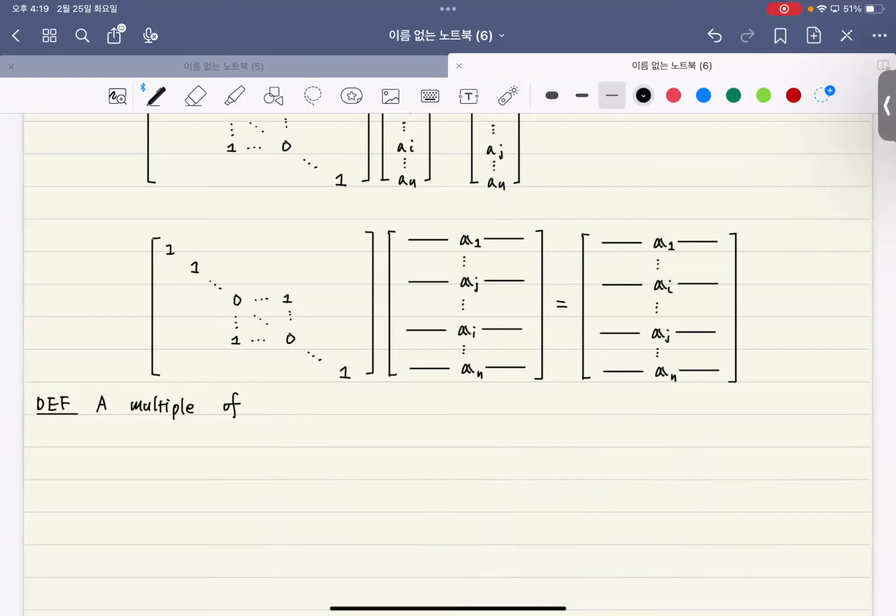A product or multiple of n by n row exchange matrices is called a permutation matrix.